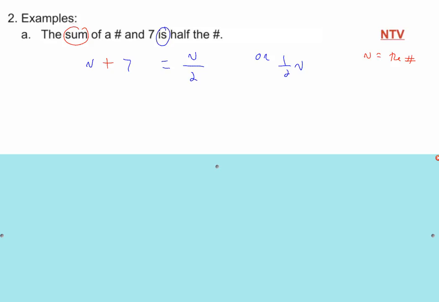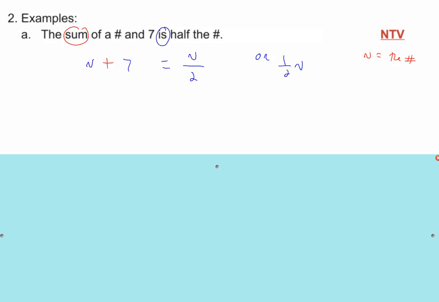So if you had 1/3 the number, what would you do? 26. What would you do? 1/3 the number. If half the number is n divided by 2, 1/3 the number is n divided by 3, right? Et cetera, and that's how you take care of it. You could also do 1/3 n if it was 1/3 the number.